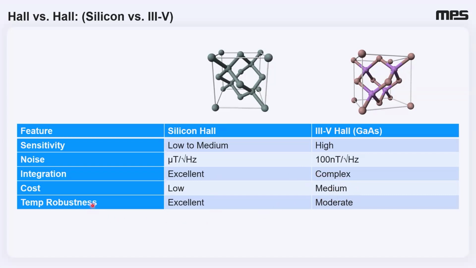And then temperature robustness, Hall, you can't beat Hall for temperature robustness. Gallium arsenide, because of that higher carrier mobility, is going to have a little bit higher temperature drift as well. The choice isn't about physics. If it was, III-V would always win. It's about integration and cost.